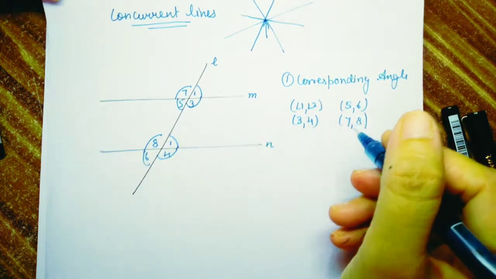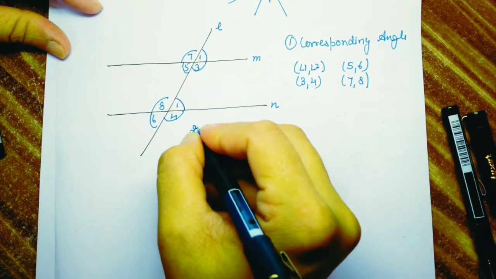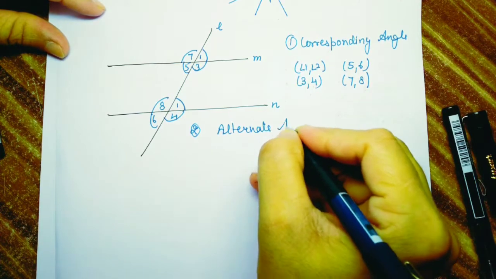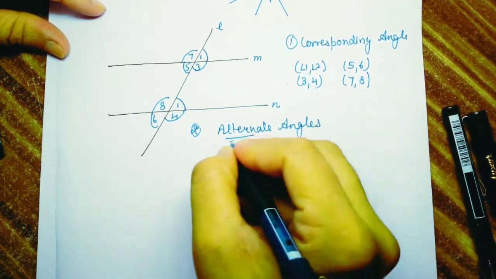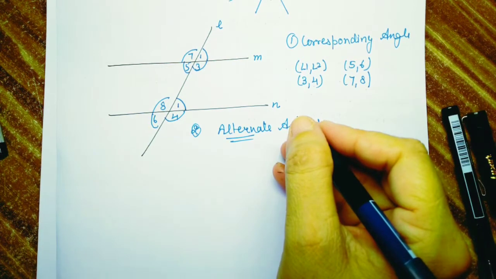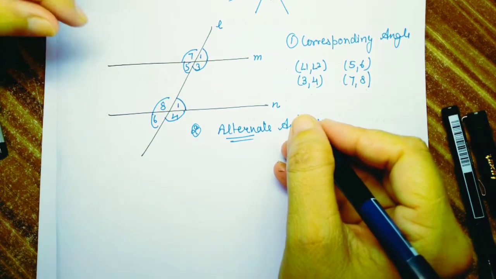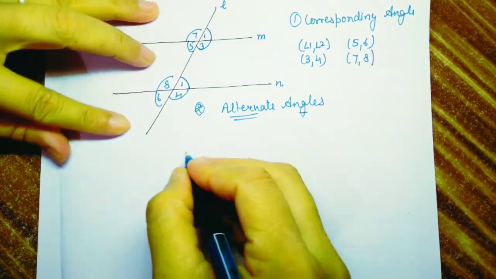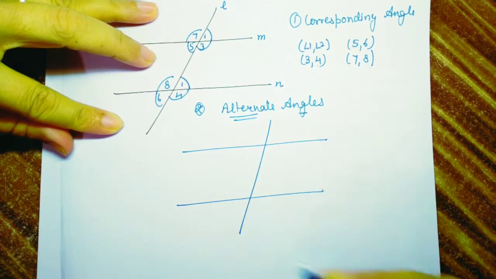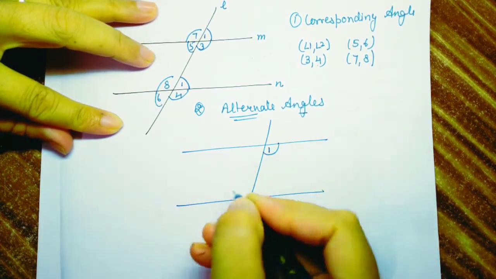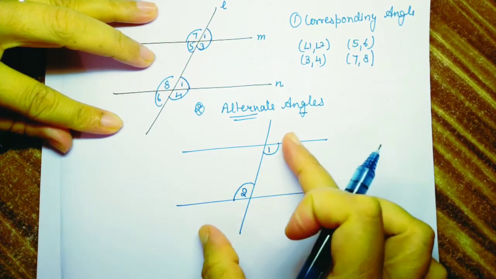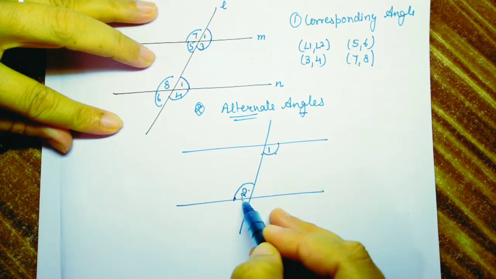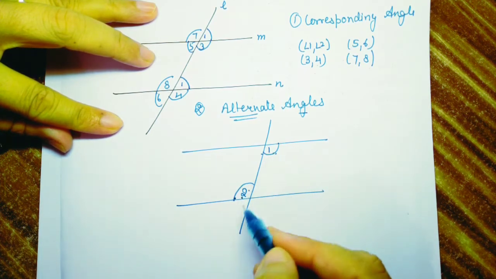Okay. Then next, the angles formed are alternate angles. Students, what are alternate angles? Alternate angles means the angles formed on the opposite sides of the transversal, like this is angle 1 and this is angle 2. So these are alternate angles. These are on opposite sides of the transversal in opposite positions. So this pair is said to be alternate angles.